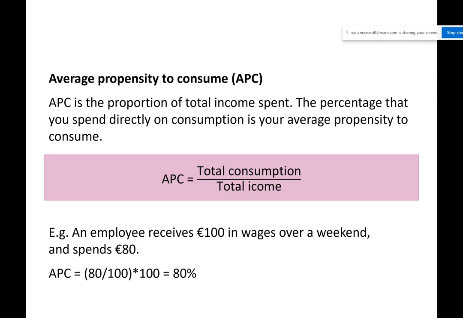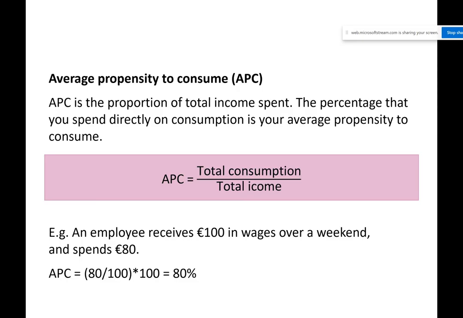For me personally, I probably spend about 99% of my income, to be honest with you. And what do I do with the remaining 1%? Well, I save it. I spend everything. I spend my money. I spend it on shopping. I spend it on mortgage payments. I spend it on everything. So you spend. It's called the average propensity to consume.